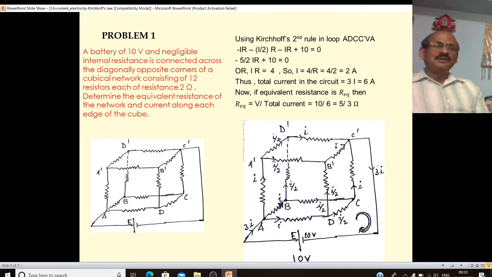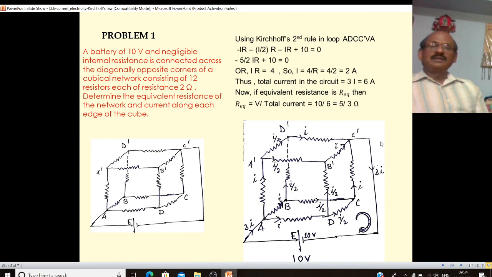So what will be here? 3I current we have taken. So along AA dash I current, along AB I current, along AD I current. Now take any point A dash. Again from C, the exit point: A dash, D dash and C dash, so 2 resistors. Along this one, A dash, B dash and B dash, C dash, again 2 resistors.